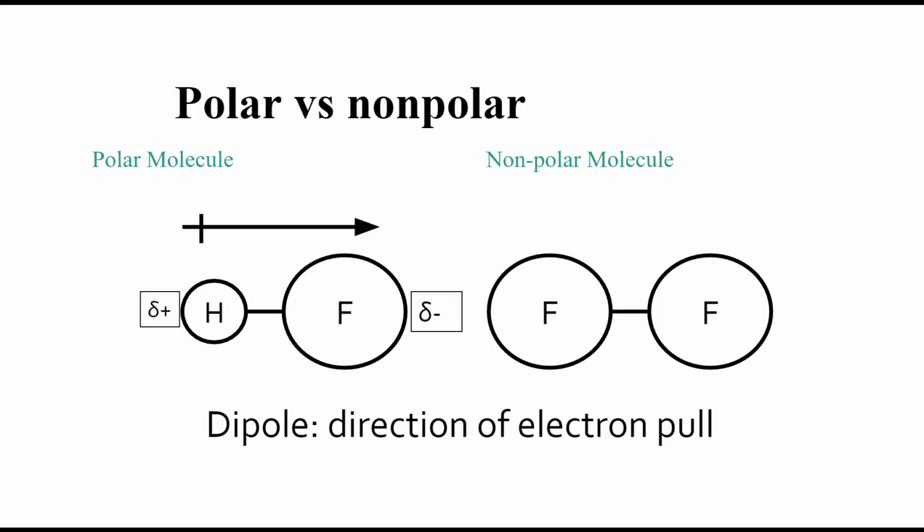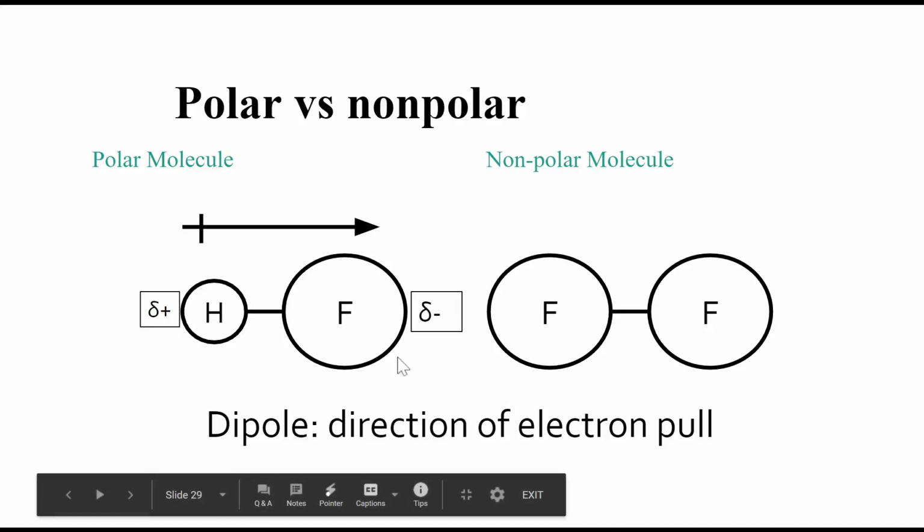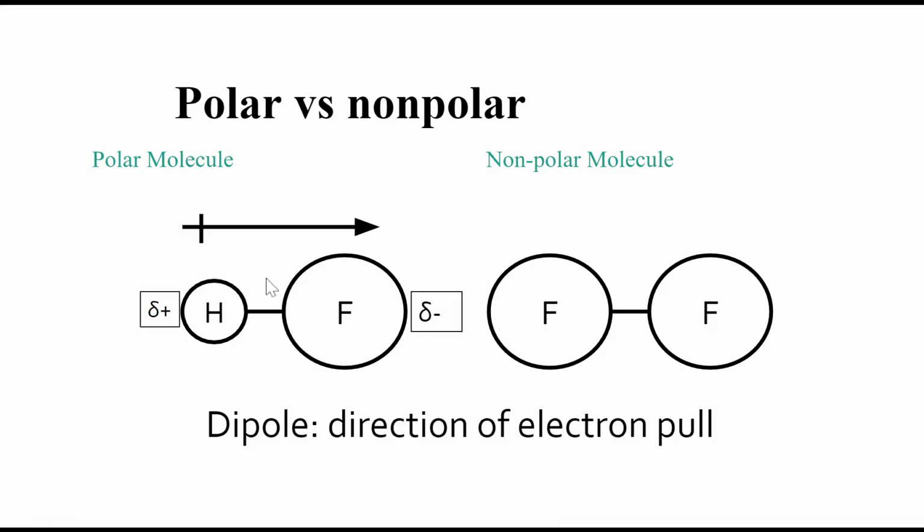So we're not going to get into this, but this idea is that there is a dipole. There is a pole of electrons in one direction. And in a polar molecule, you have a dipole. You have electrons being pulled more in one direction than the other. In a nonpolar molecule, the electrons aren't being pulled. They're equally being shared, and there's no partial positive or partial negative here.